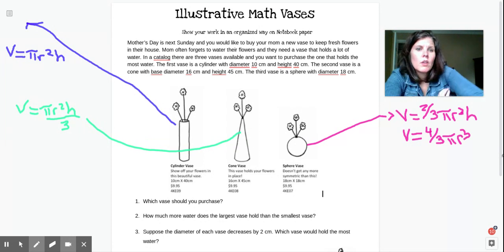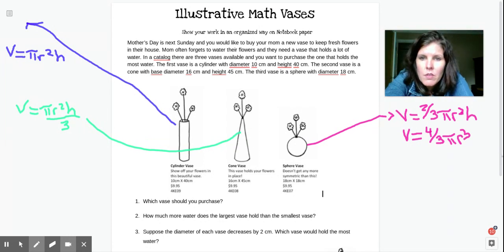All right. So we've got the three problems, and you've got your three formulas, three different kinds of vases. Let's read the problem. Show your work in an organized way on notebook paper. If you don't have notebook paper, you can use regular paper. I know some of you guys have been using graph paper to write on. That's fine too.